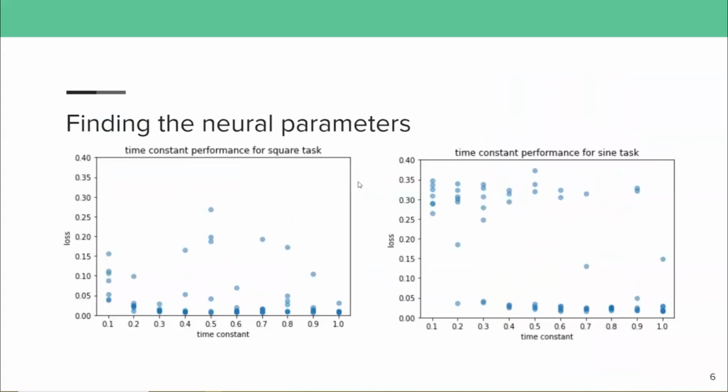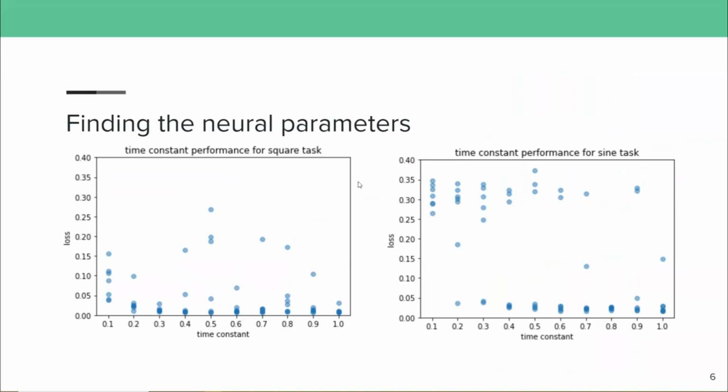These figures were generated by training repeated instances of a homogeneous model on each task, individually, to determine the best time constant to use for each. So a homogeneous model has the same value of tau for the entire network.